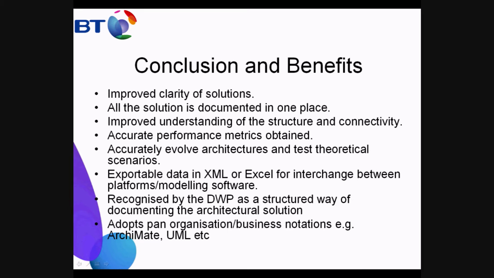So from this we've got exportable data now which we can have in XML or Excel, and we can interchange this between different platforms or modelling software. So we are recognised now by the DWP as having a structured way of documenting the architectural solution. For example, we've adopted a pan organisation and business notation, so we're using Archimate and UML, etc. So we can interface with the DWP at a much higher level, but still obtain our structural integrity down at the lower level, and use the notation that we see fit for that.